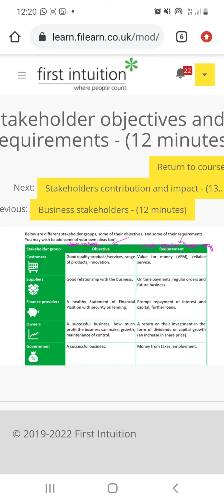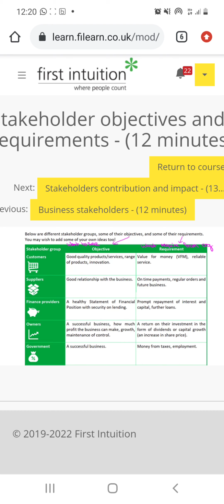So, looking down the left-hand side, first of all, we have our customers. They want to see good quality products or services, a range of products, and innovation, regularly bringing out new products. The requirement, what they want from the organisation, is value for money and a reliable service. Suppliers who supply the organisation, they want a good relationship with the business. They require on-time payments, perhaps the 3-month credit period needs to be adhered to. They would like regular orders and they want future business.